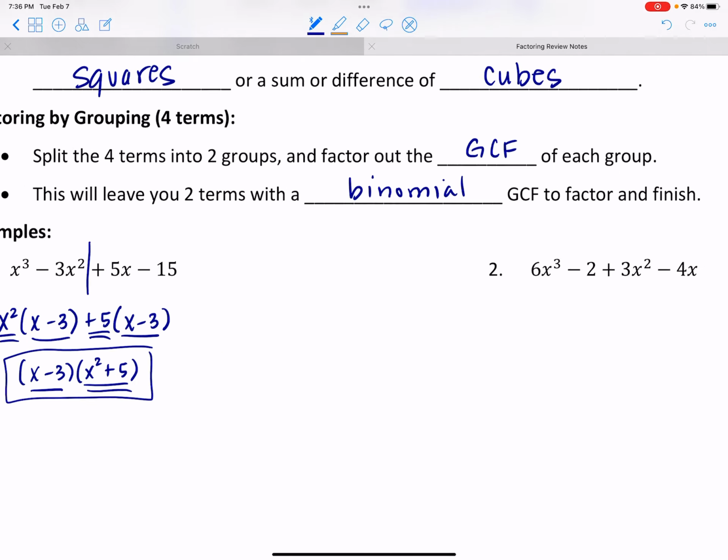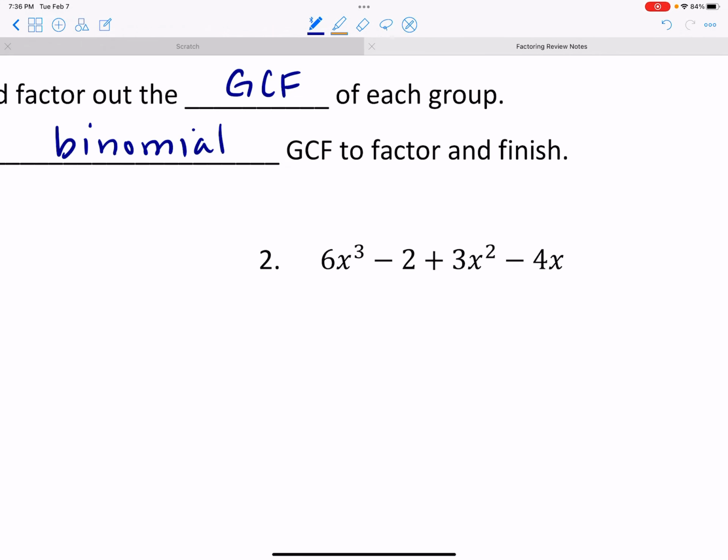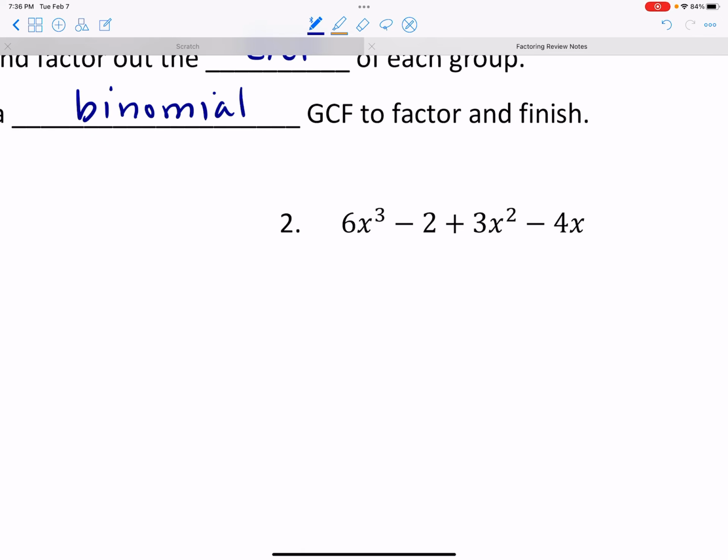So if this is something you've seen before and you feel comfortable, maybe pause the video and give this a try. Otherwise, we'll knock this one out together again. Terms are not in order, so I'm going to start by reordering: 3x squared should be second here. Then the minus 4x, the constant, should be at the end. And then I'm going to look at it in two groups.